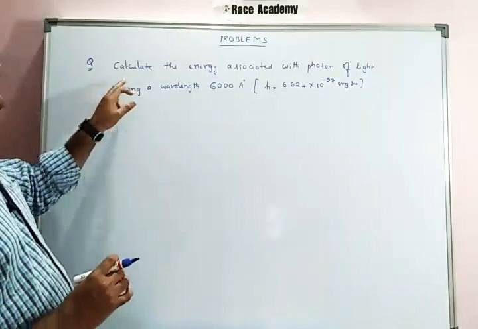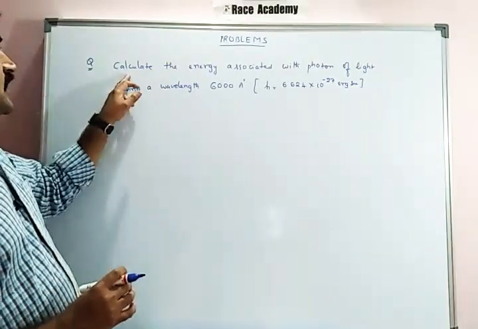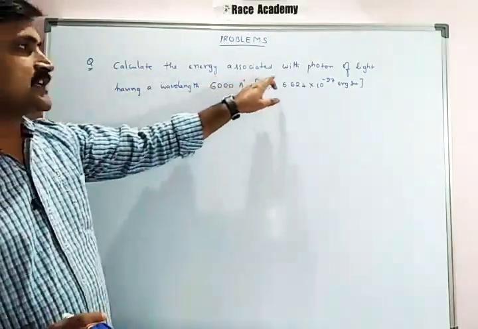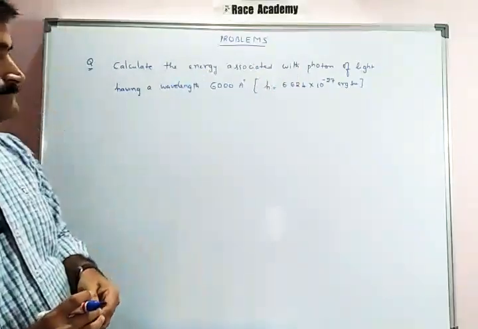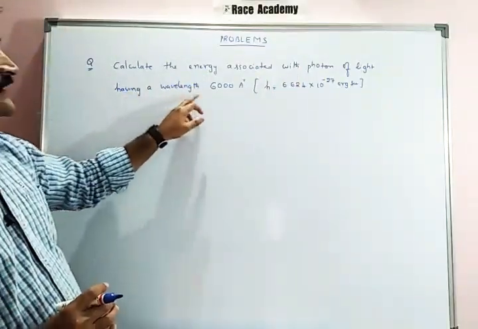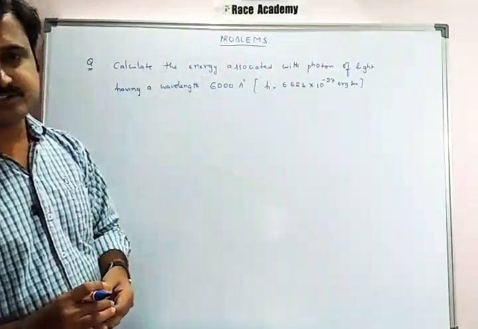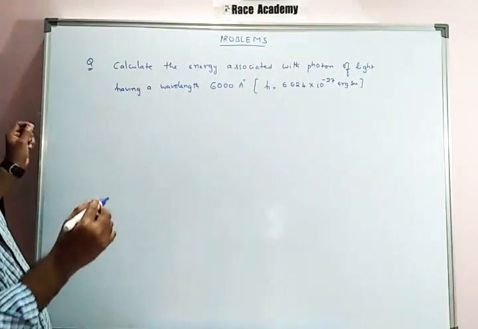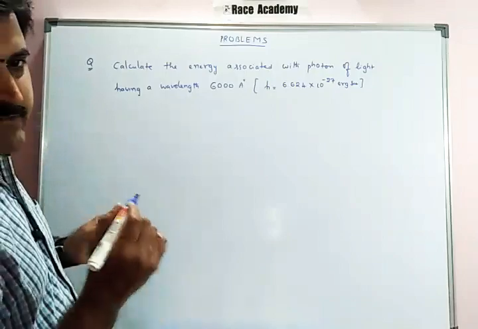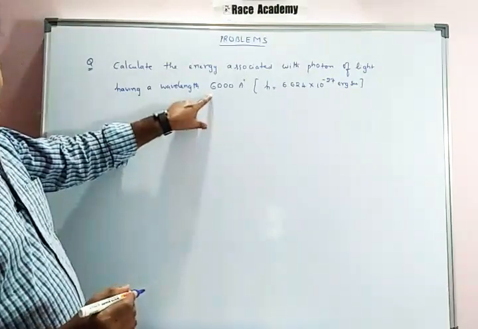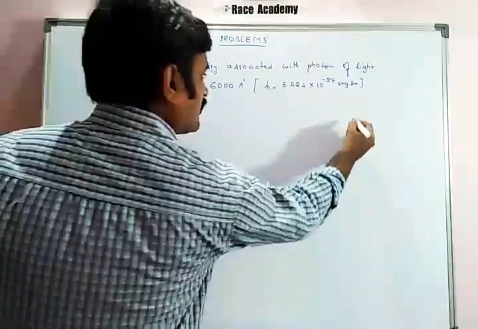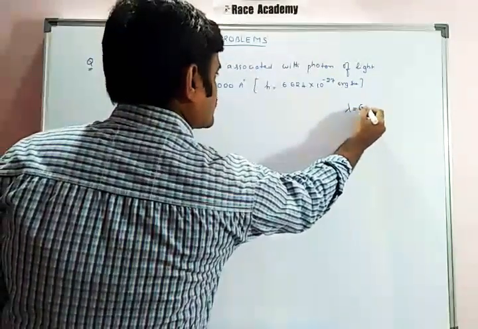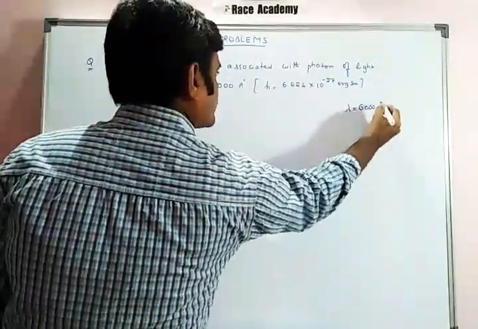Okay, now we will see the first problem: calculate the energy associated with the photon of light having wavelength 6000 angstrom units. Here, they have given the lambda value. First we will notice what the lambda value is. That is, lambda is equal to 6000 angstrom units.